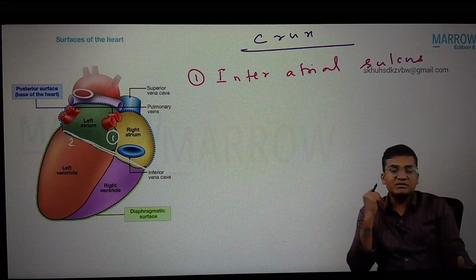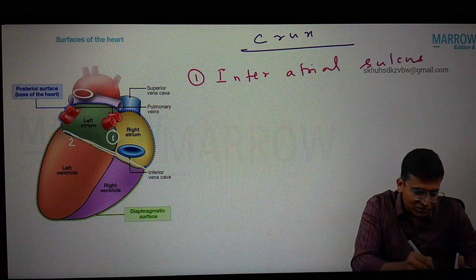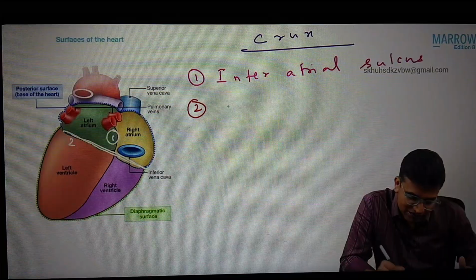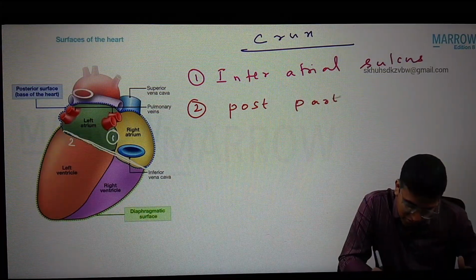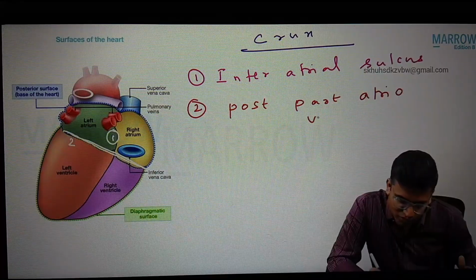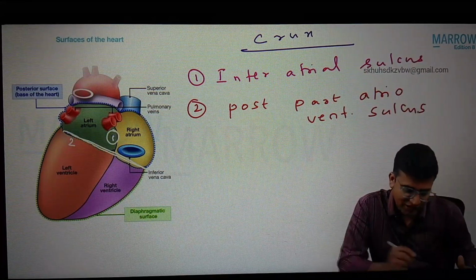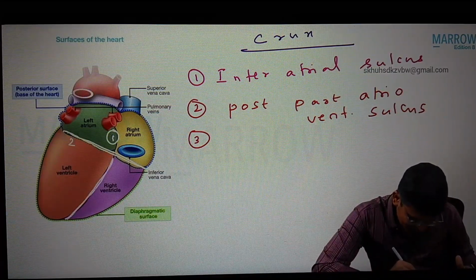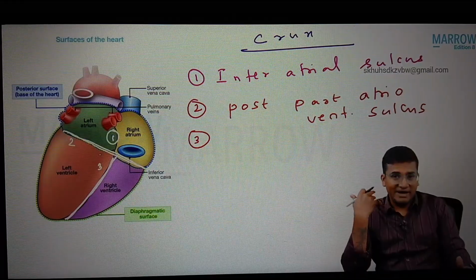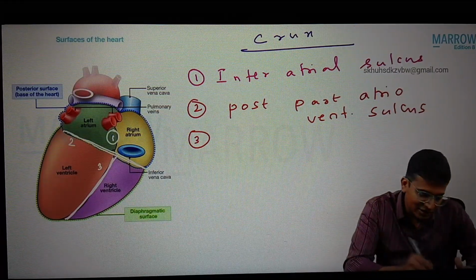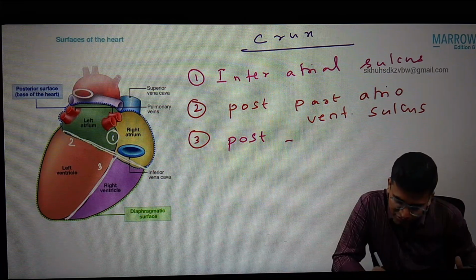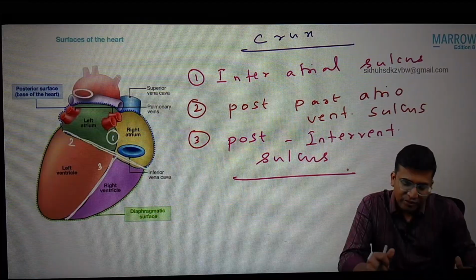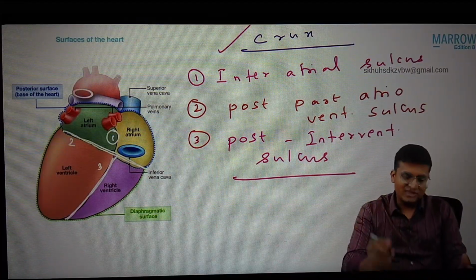What is number two? Number two is present between the atrium and the ventricles. So number two is present on the back side. Okay, crux of the heart you see on the back side. So number two is the posterior part of atrioventricular sulcus. Okay, and number three is this one. What is number three? Again, that is present on the back side between the right ventricle and the left ventricle. So it is posterior part of interventricular sulcus. So the meeting point of these three sulcus or groove is called the crux of the heart.